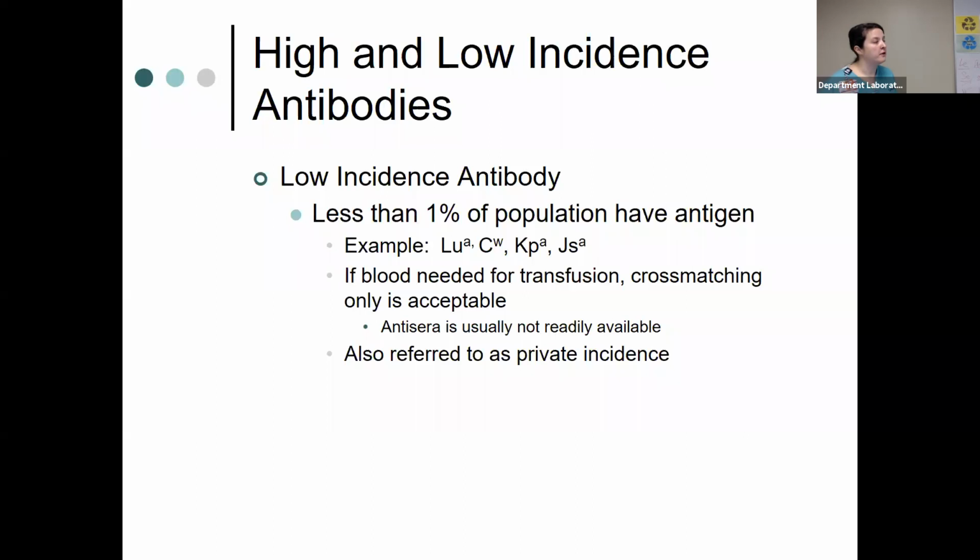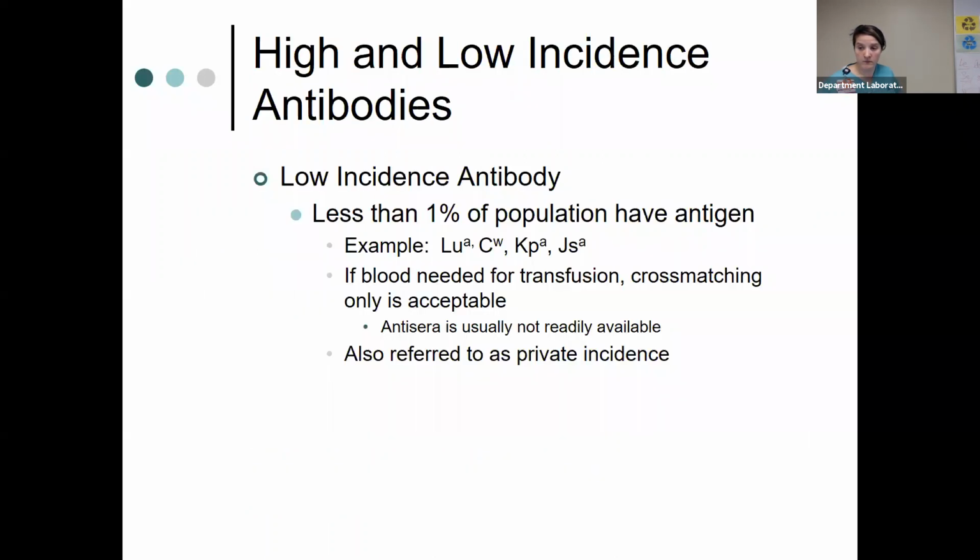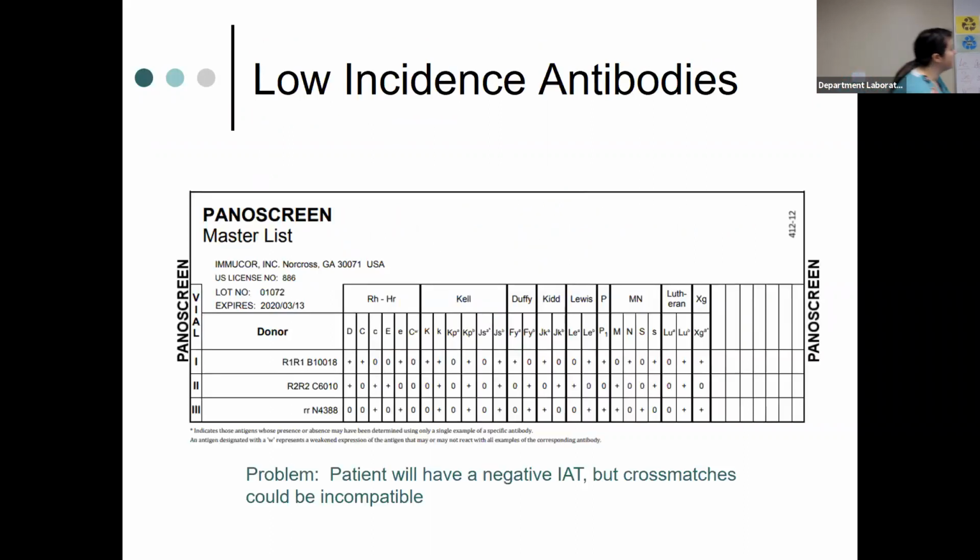Okay. All right, so there's another incidence in blood bank that you guys need to be aware of. So that's if most of your population is antigen positive. What if most of your population is antigen negative? Think about what you do on every patient. You do an antibody screen on every patient, right? What if your patient had Lutheran A?